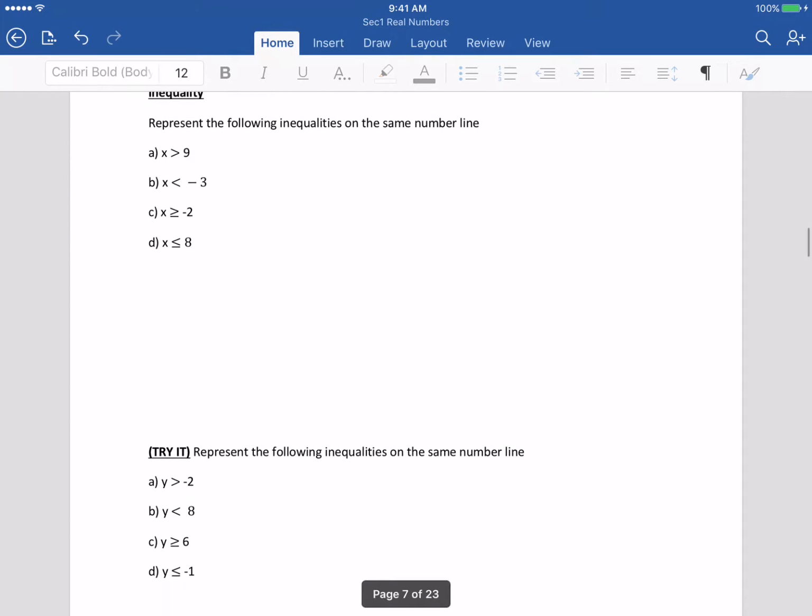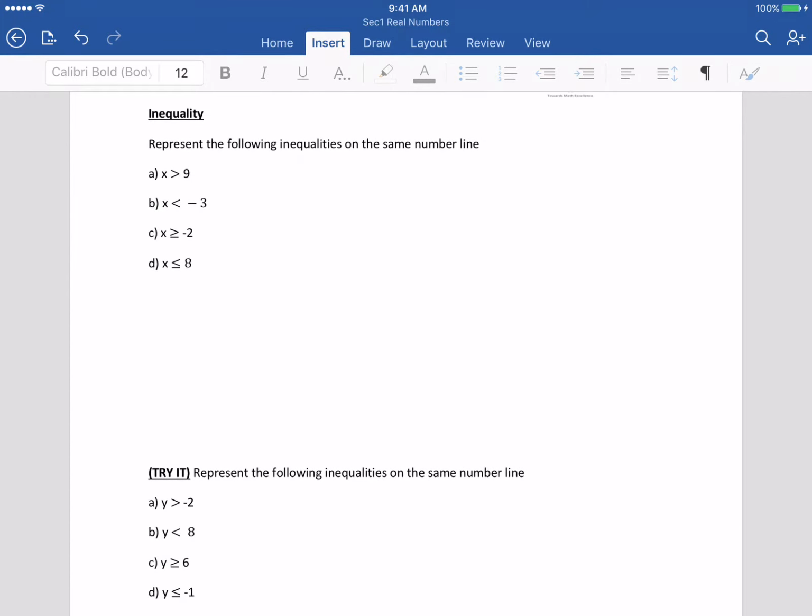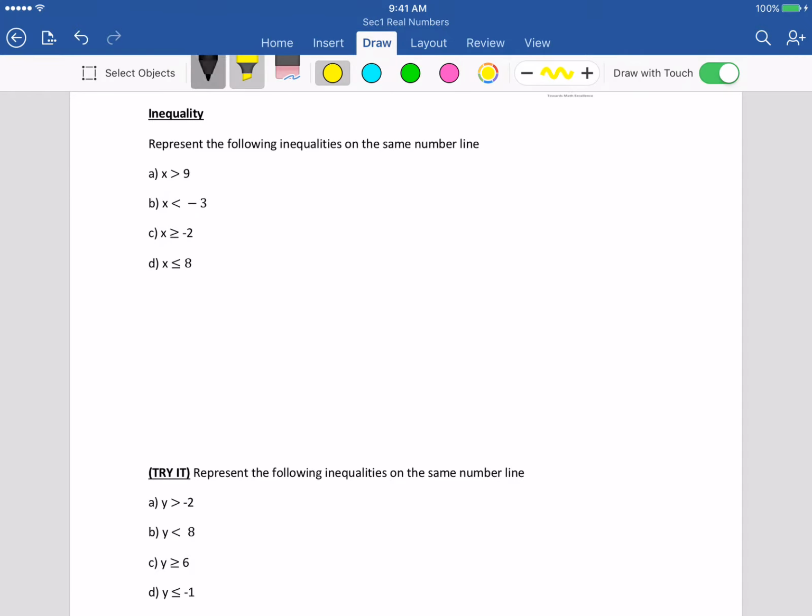For inequality, we have signs like this, which we call greater than, smaller than, greater than or equal to, or smaller than or equal to. Okay, so how do we represent the following inequalities on the same number line?